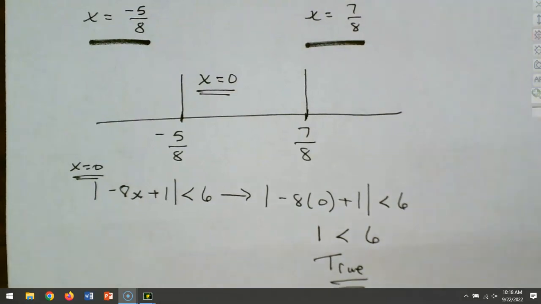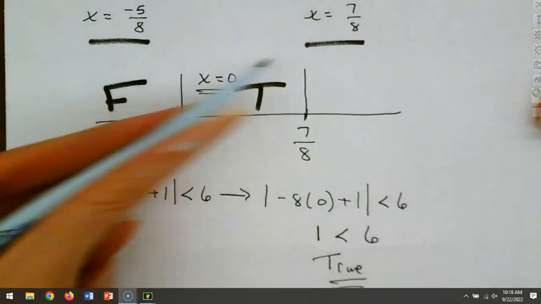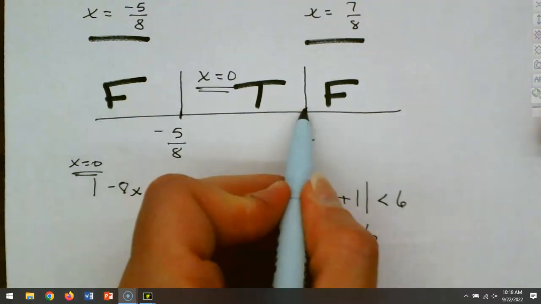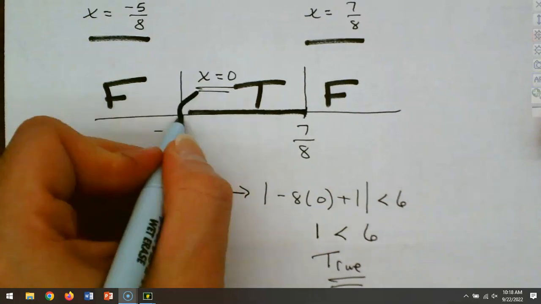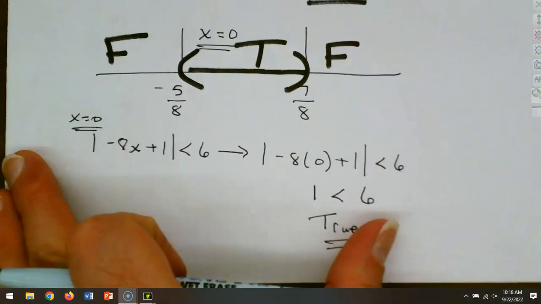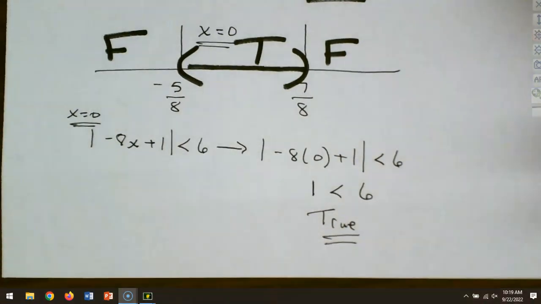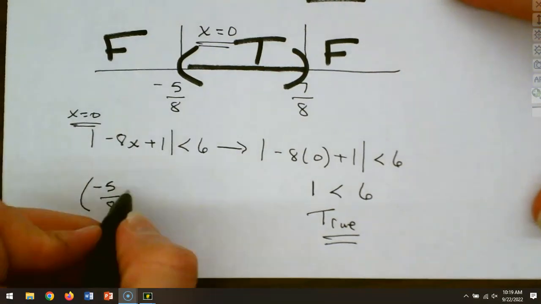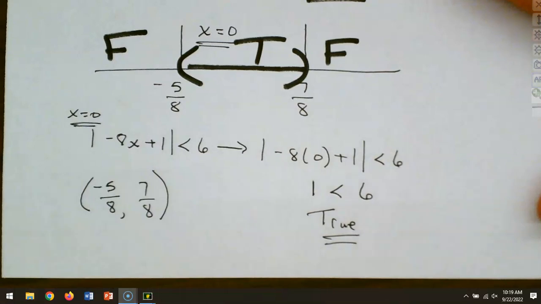So, where is it true at? In the middle. That means the edges are going to be what? False and false. So they always switch back and forth. True, false, true. False, true, false. Where is it at? In the middle. What do we use? Parentheses. What does my answer look like? In interval notation, minus 5/8, comma, 7/8 with what? Parentheses.